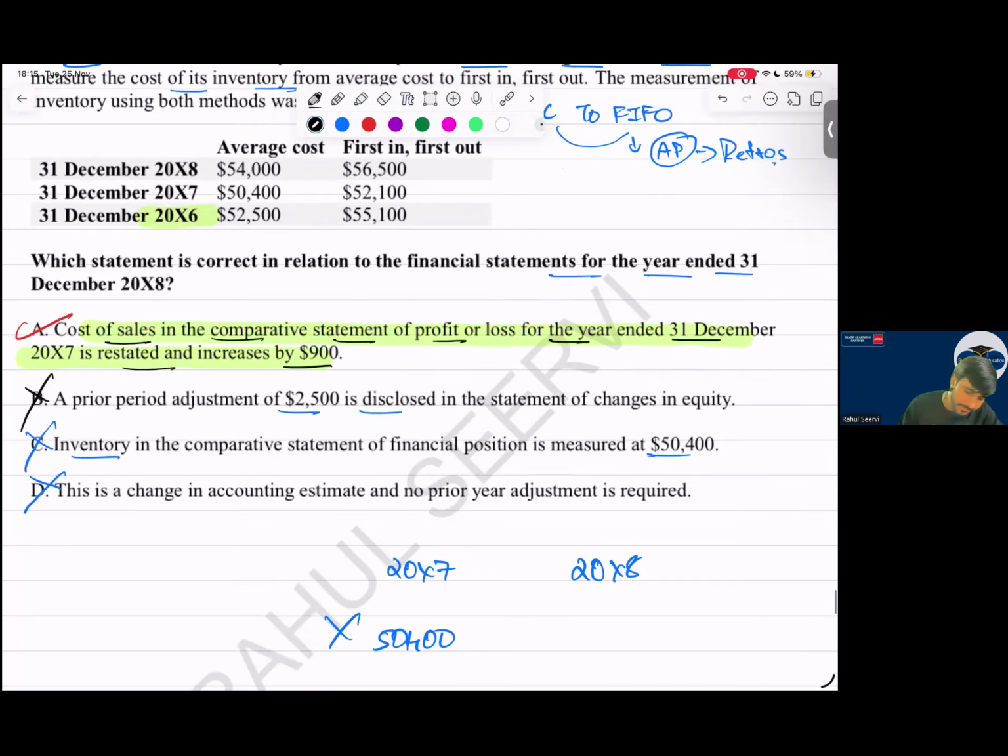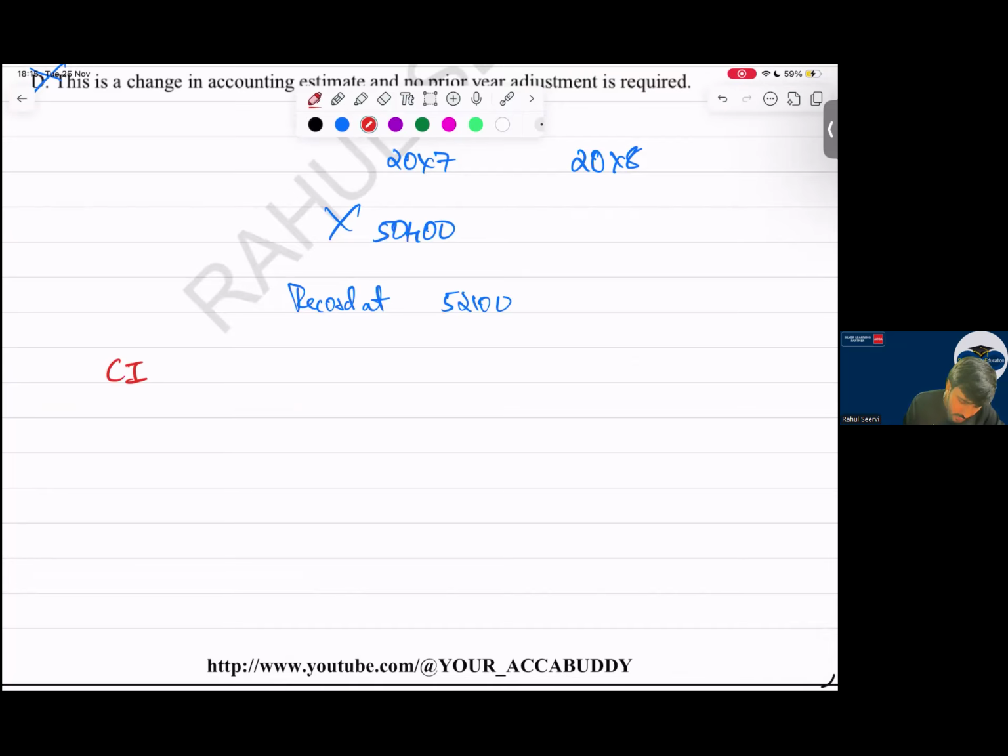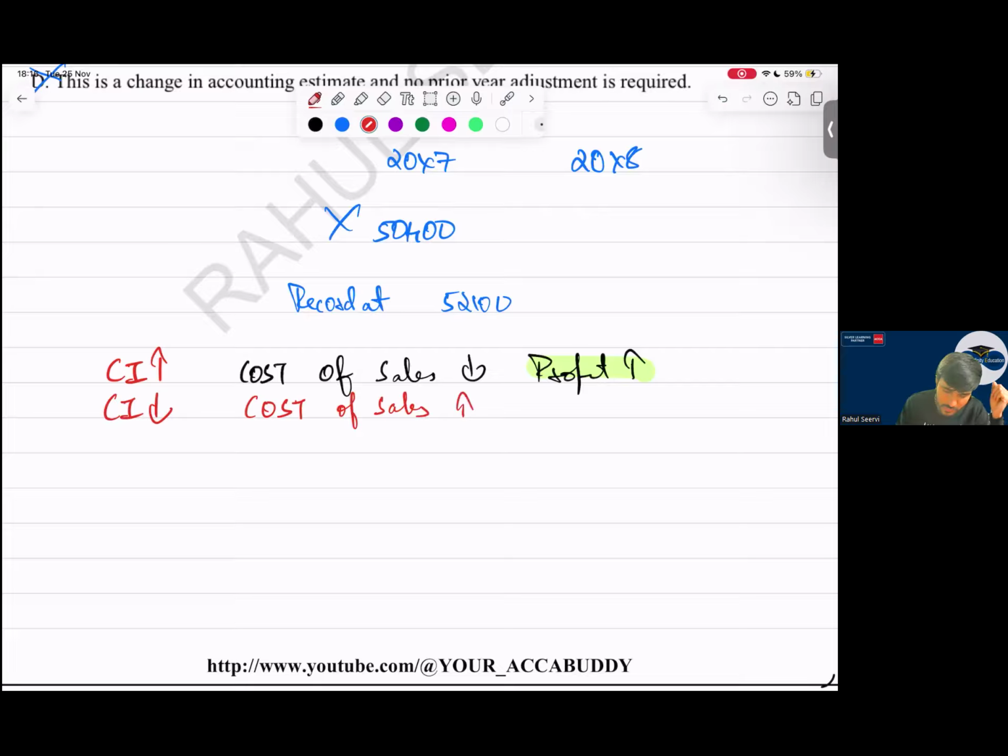Now see everyone, closing inventory. Whenever your closing inventory is increasing, what will happen to profit? Your profit also will increase. If my closing inventory is increasing, what will happen to my cost of sales? If closing inventory is increasing, my cost of sales will come down, and profit will increase. If closing inventory is coming down, cost of sales will go up, profit will come down.